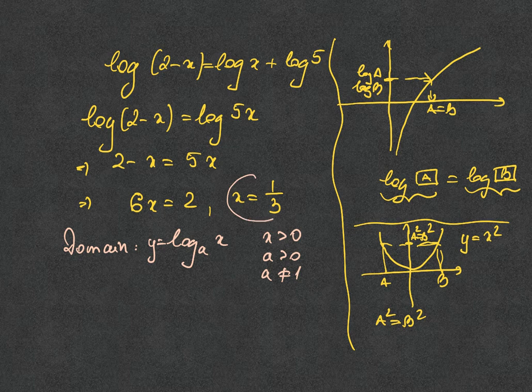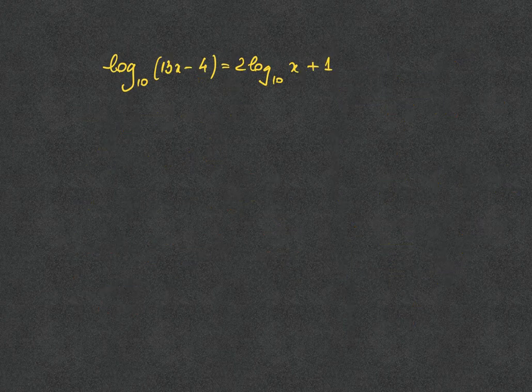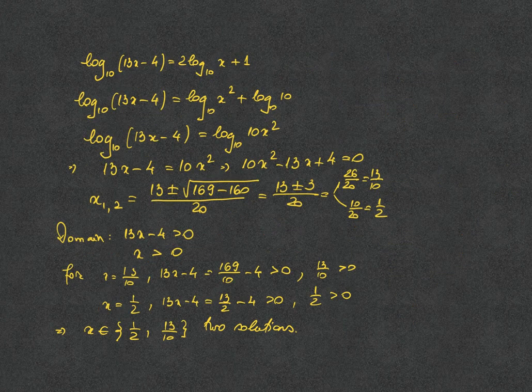So I need to look at my x. In my case, 2 minus x needs to be bigger than 0 from the first logarithm, and x needs to be bigger than 0 from the second logarithm. So 2 minus 1 over 3 is bigger than 0, and 1 over 3 is bigger than 0. I need to check my solutions. Pause the movie and try this question yourself. Here is my solution. Don't forget that the domain, and you need to check that your solutions are within the domain. So I found two solutions.